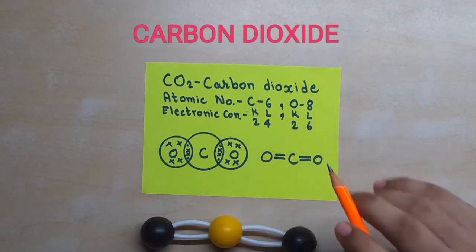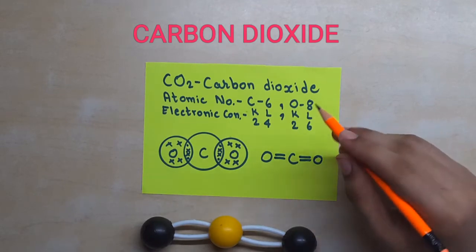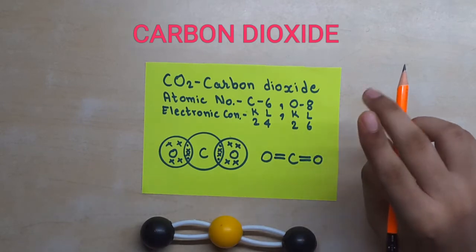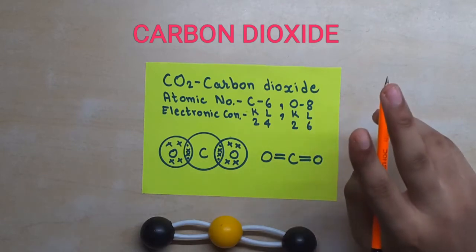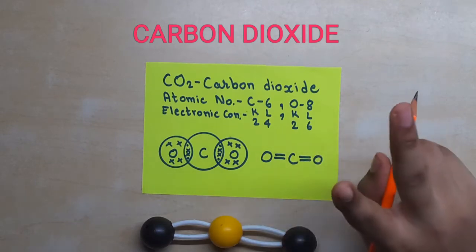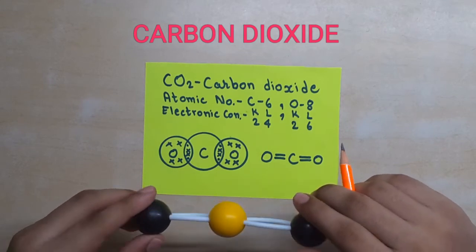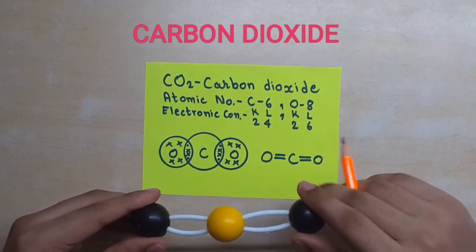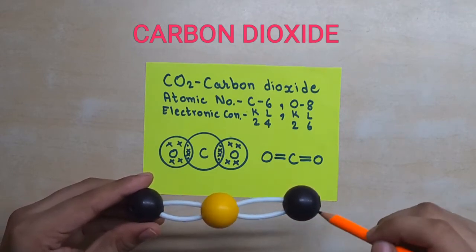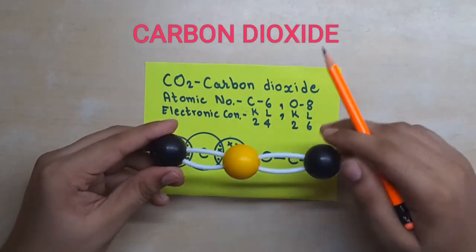noble gas configuration. Now, 2 electrons of carbon combine with 2 electrons of one oxygen, and the other 2 electrons of carbon combine with 2 electrons of another oxygen, forming a double bond at both the oxygens. So this is the three-dimensional structure of carbon dioxide. This is carbon and these both are oxygen, and these are 1, 2, 3 and 4 double bonds.